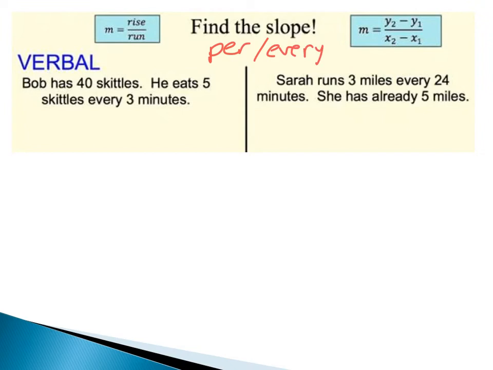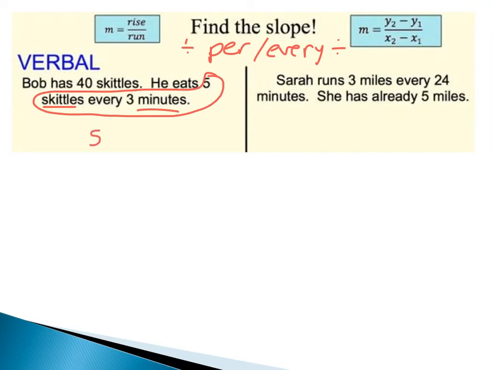If you remember back a long time ago, per is a word we use for division, and it's the same thing for every. So the first one we have, Bob has 40 Skittles. He has 40 total Skittles. It says he eats 5 Skittles every 3 minutes. Okay, so we're comparing 2 things. We're comparing Skittles and minutes. Now, which one represents the rate of change or slope? Well, if you think about it, it says Bob is eating 5 Skittles every 3 minutes. That represents right there the rate of change.